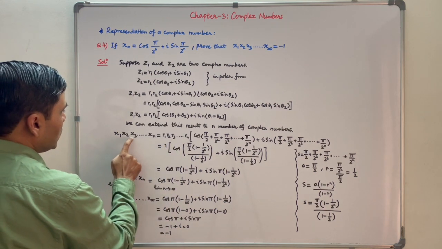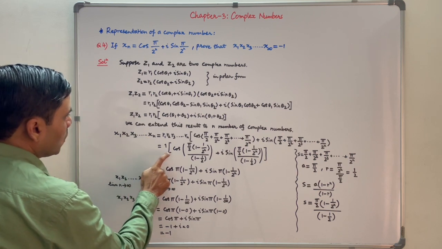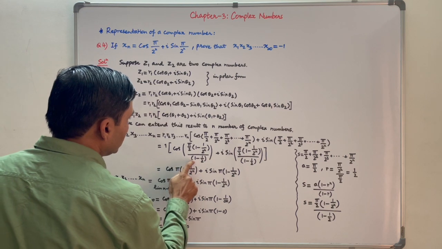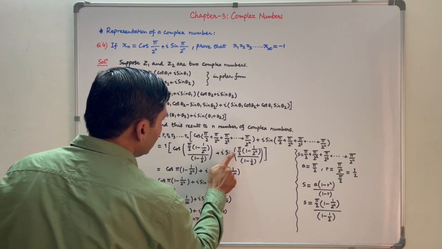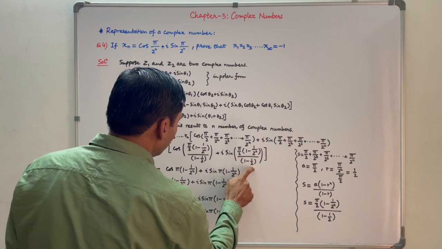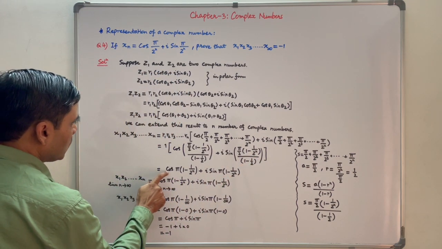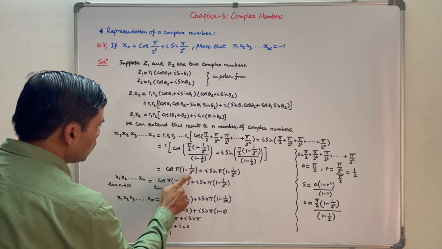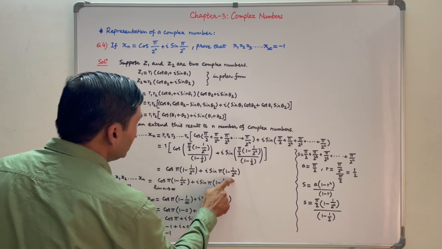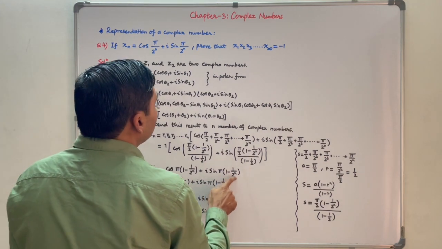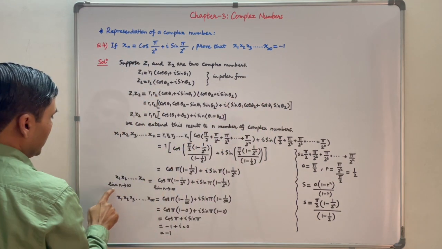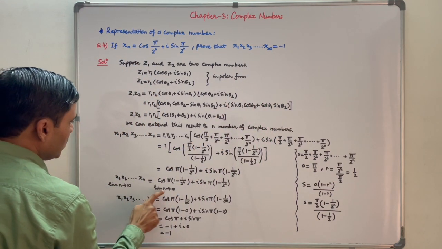So x1, x2, x3 up to xn is equal to cos (pi by 2 into (1 minus (1 by 2) to power n) upon (1 minus 1 by 2)) plus i sin (pi by 2 into (1 minus (1 by 2) to power n) upon (1 minus 1 by 2)). This can be simplified as cos (pi into (1 minus (1 by 2) to power n)) plus i sin (pi into (1 minus (1 by 2) to power n)). We have to get the value of infinity terms multiplied together. So we will take limit n tends to infinity on both the sides.